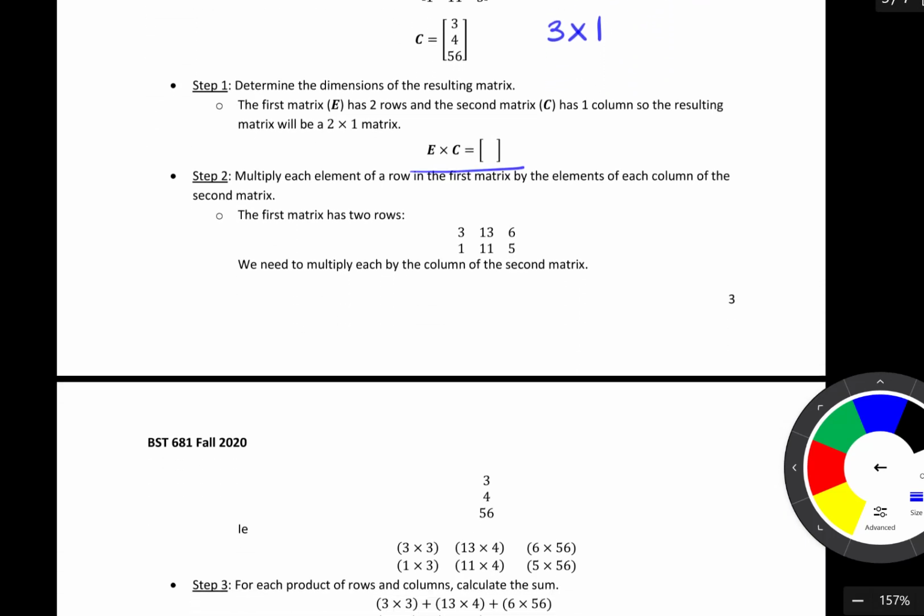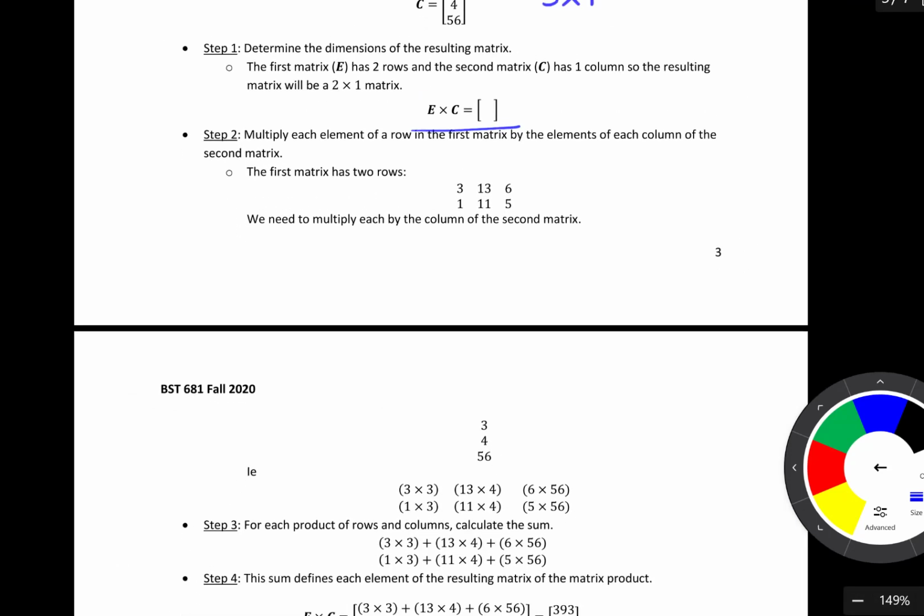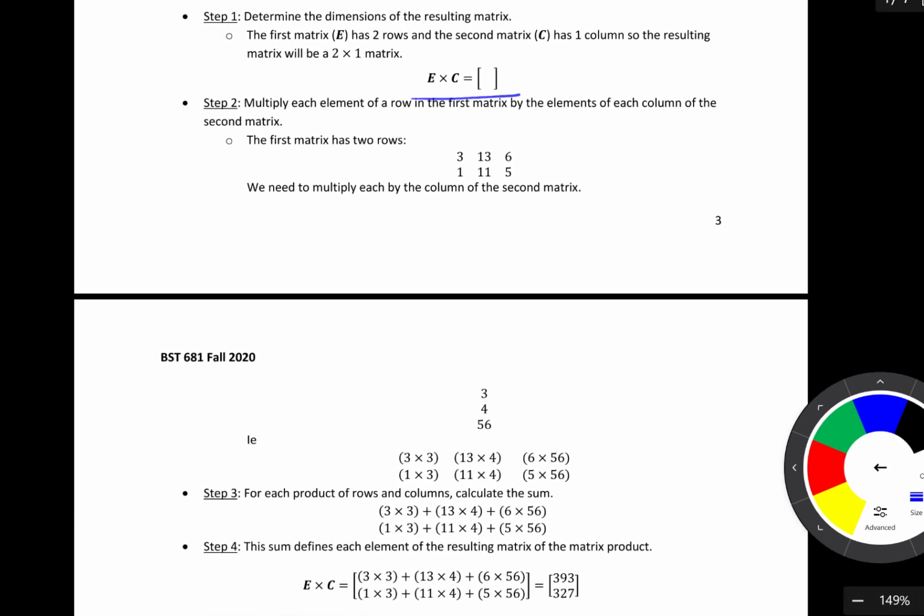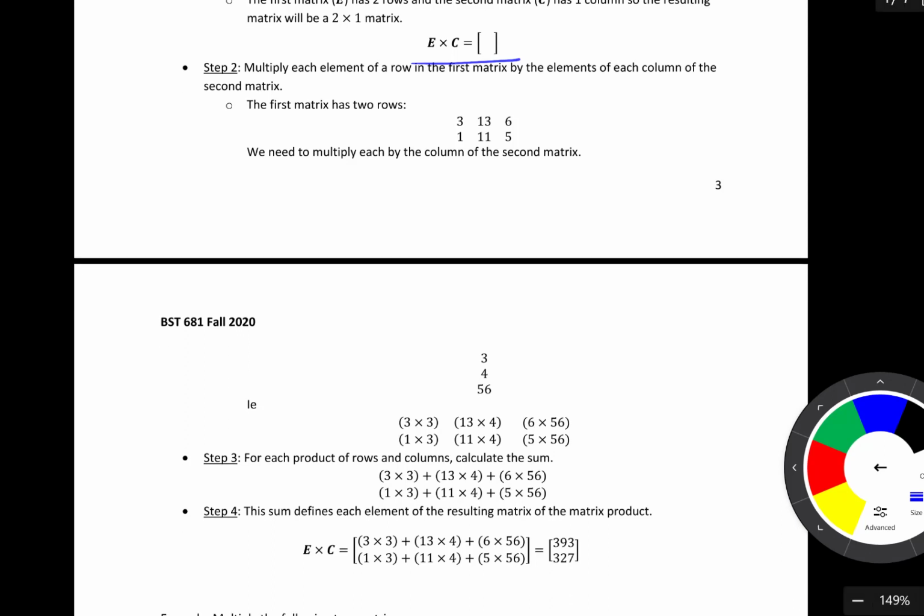Next, we can start to find the elements. To do this, what we're going to do is we're going to multiply each of the rows by the columns in the second matrix. So the first matrix has 2 rows. The second one has a single column. So what we're going to do is we're going to take this column times the first row. And so notice if we do that, we get the following: 3 times 3, 13 times 4, and 6 times 56. We're then going to take this column times the second row. In doing this, we get 1 times 3, 11 times 4, and 5 times 56.